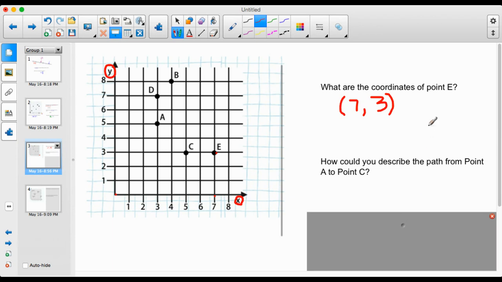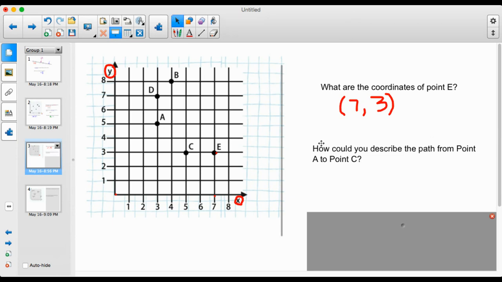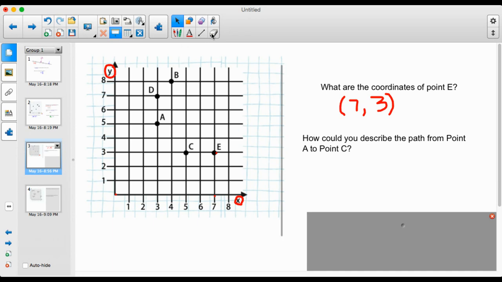It says, how could you describe the path from point A to point C? I'm going to erase a little bit here so we don't get confused. And let's look at these with blue. So I'm going to start at point A right here. And I have to get down to point C down here. There's a couple different right ways that you could do this. You could describe it as, well, I would go over to the right, 1, 2 boxes, and then down 1, 2 boxes. Or you could go down first, 1, 2 boxes, and then over to the right, 1, 2 boxes. Either way is correct.